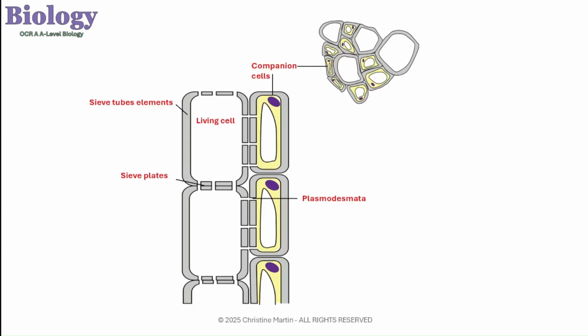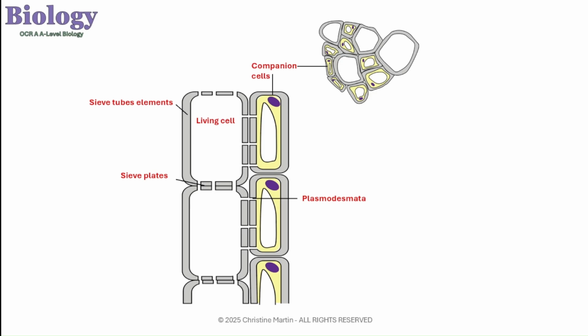Let's talk about the phloem. Now, the phloem is an essential tissue in plants for transporting organic compounds such as sucrose and amino acids. Unlike water transport in the xylem, which moves upwards from roots to leaves, the phloem transport is bidirectional, moving substances both up and down the plant.